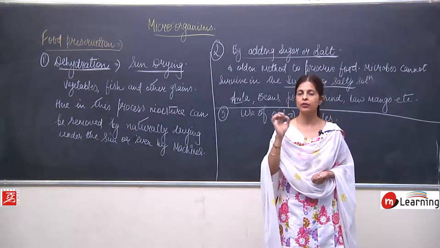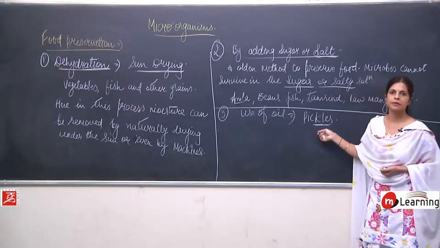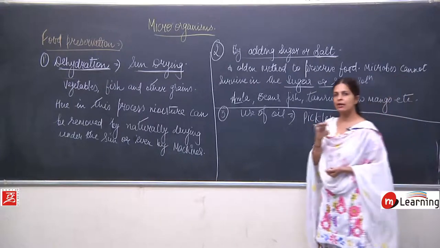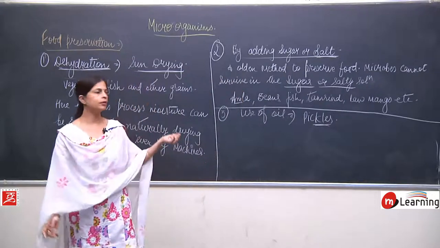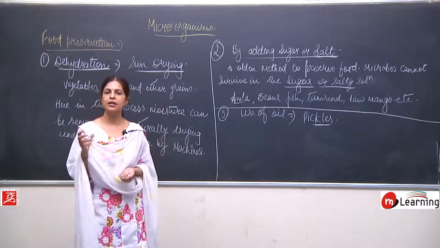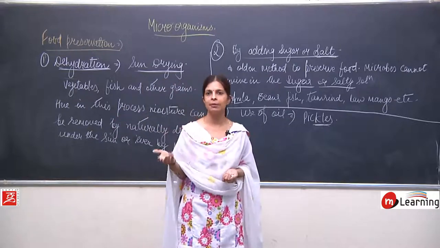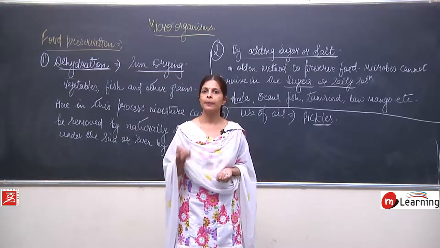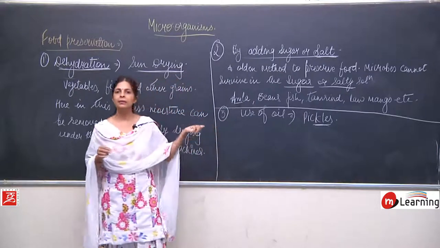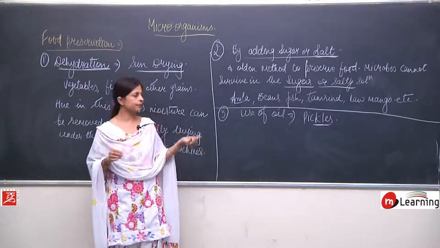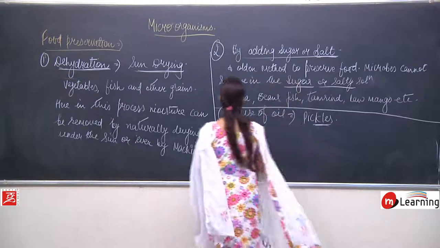It is for the prevention of microbes. Why? Because microbes cannot survive in such oily conditions, so they do not multiply, and they are killed. This is also one of the best ways to keep food safe. Oil does not allow the growth of microbes.